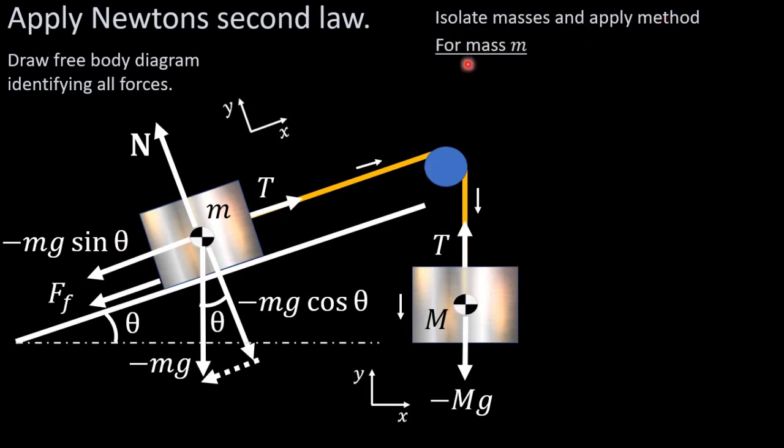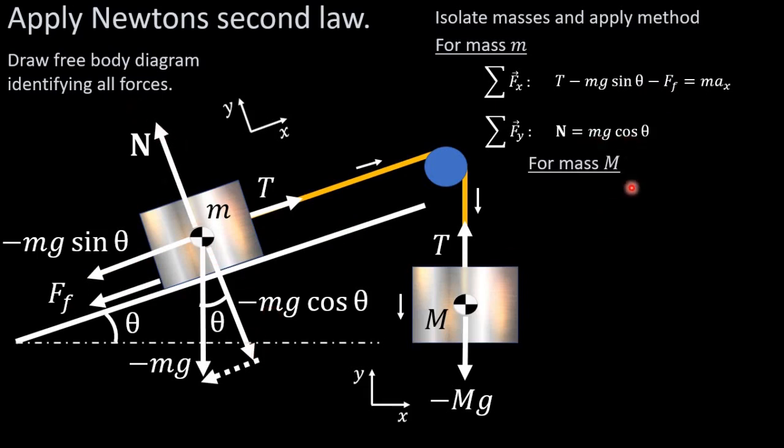Okay, so for mass small m, the sum of the forces in the x direction is going to be T minus mg sine theta minus the force of friction. And the sum of the forces in the y direction for this mass is just going to be N equals mg cos theta. And for mass big M, the sum of the forces in the x direction is going to be 0, because there's no forces acting on that mass in the x direction.